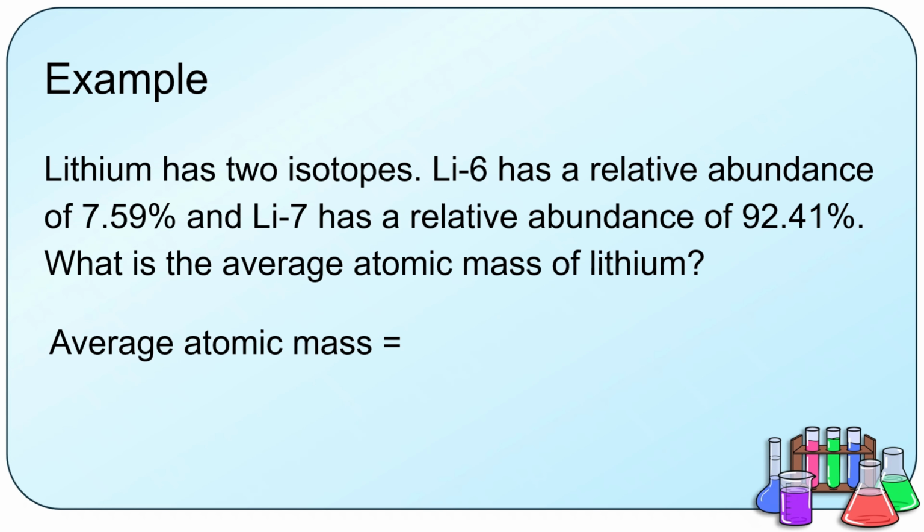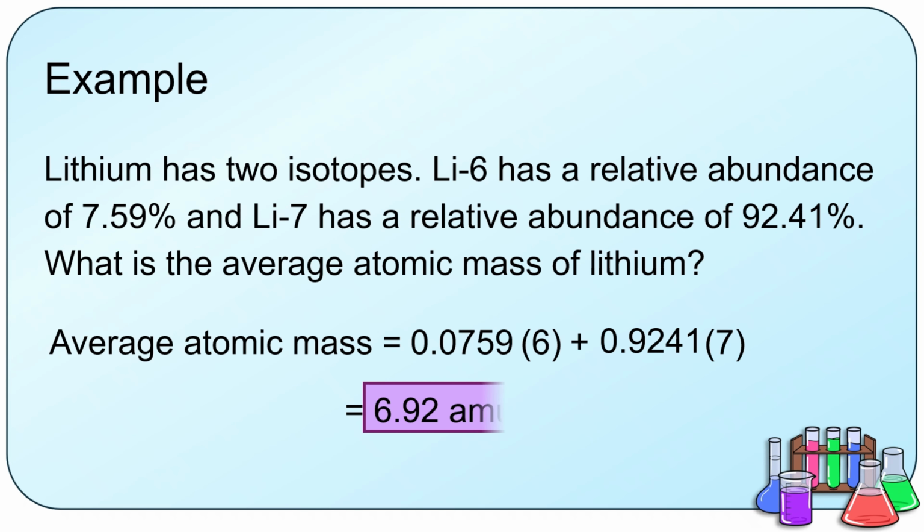To solve for average atomic mass, we need the decimal abundance, which is just the percentages converted into decimals. You can do that by dividing the percent by 100. So 7.59% turns into 0.0759. Then we multiply this decimal abundance by the isotope mass, which is 6. This is one isotope, and I'll add the next isotope. For lithium-7, I have 92.41%, which is 0.9241 times 7. The average atomic mass of lithium is 6.92 AMU.